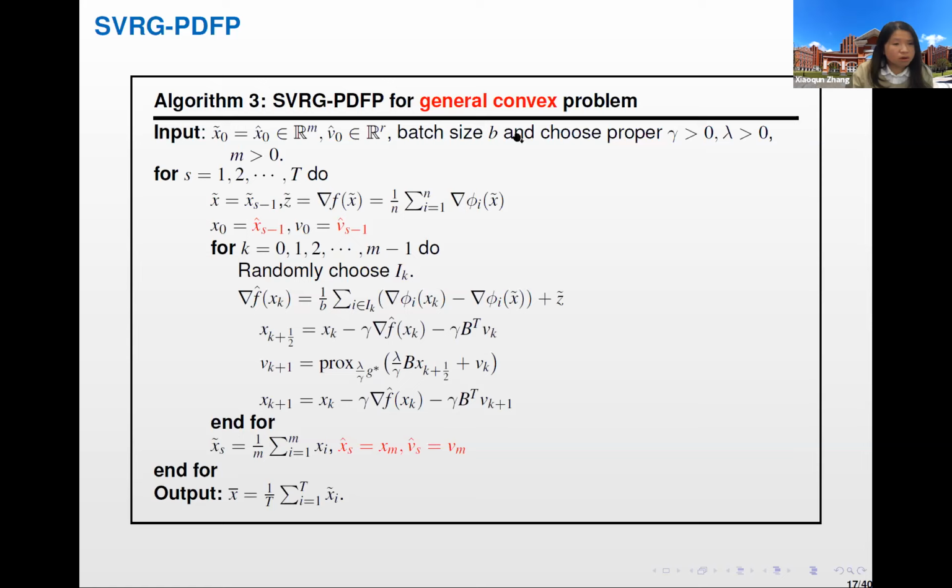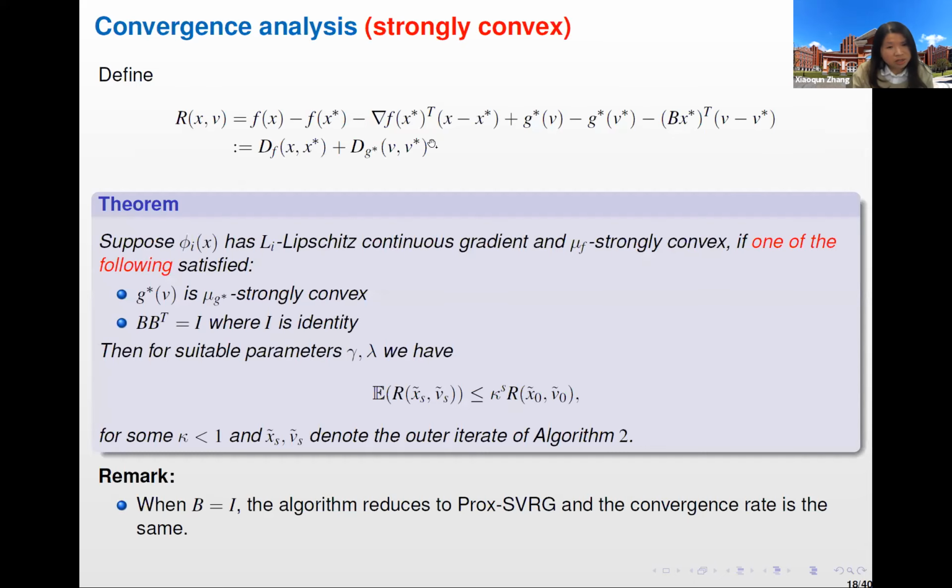And for general convex, we actually propose another scheme, which is slightly different. We continue using the last estimates without taking the average. Okay, we continue using this. So this inner iteration is doing the variance reduction. And of course, the reason why we need these two different schemes is also for the convergence analysis. Right now, we can only do this convergence analysis based on these two different schemes.